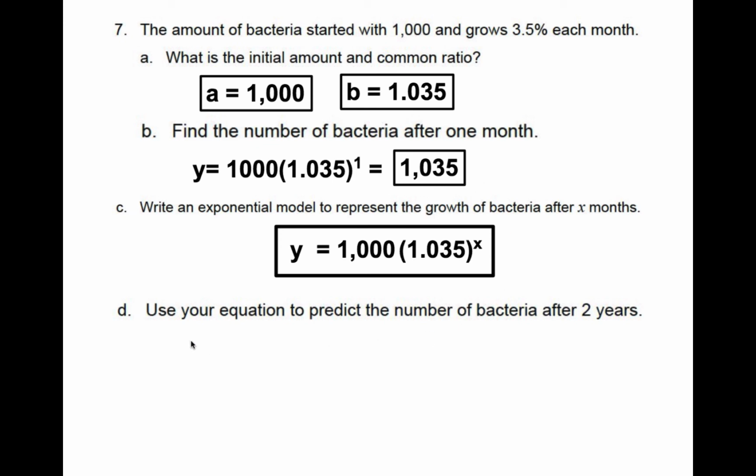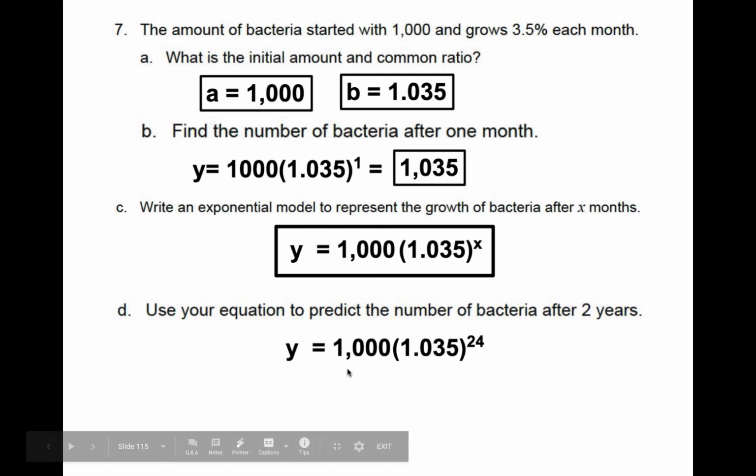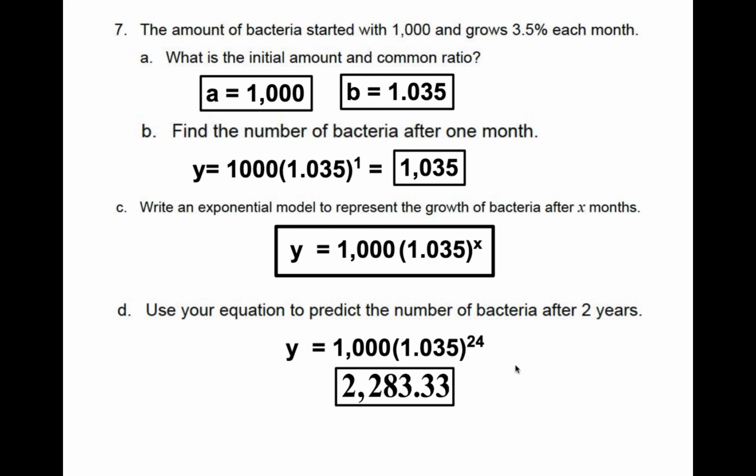Now jumping to D, it says to use your equation to predict the number of bacteria after 2 years. Well, remember X is months, not years. So how many months was 2 years? That means I'm plugging in 24 for X. So typing that into a calculator, I get 2,283.33.